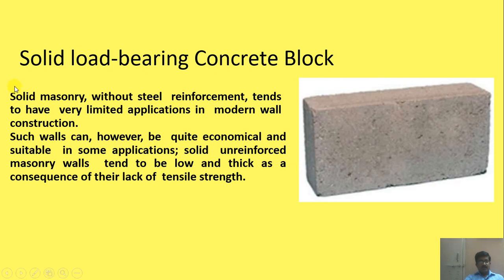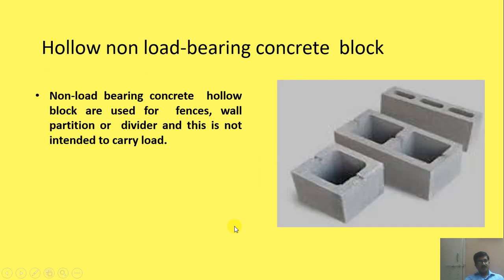Now solid load bearing concrete block. So you can see this total concrete brick, it is a solid brick. Solid masonry without steel reinforcement tends to have a very limited application in modern wall construction. Such walls can however be quite economical and suitable in some applications. Solid unreinforced masonry walls tend to be low and thick as a consequence of their lack of tensile strength. But now, most of the apartments and such structures use hollow blocks, right?